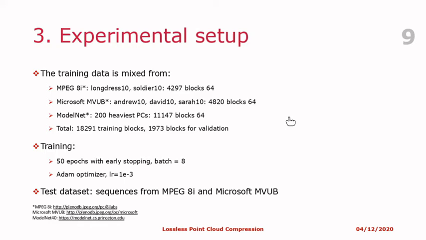So our model is trained with data mixed from the MPEG dataset, Microsoft, and ModelNet. In total, we have around 20,000 training block 64 and 2,000 block 64 for validation. We train with the Adam optimizer over 50 epochs. We have tested our method with some widely used sequences for testing point clouds from MPEG and Microsoft. The link to the dataset is below.